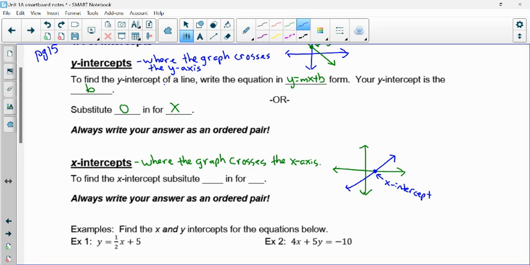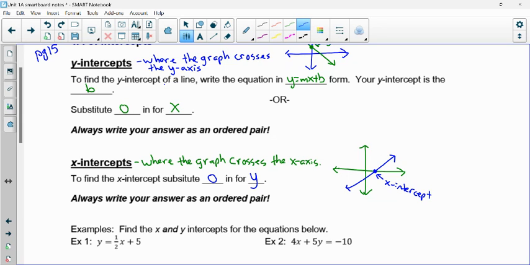And on the x-axis, we're not moving up or down. So what value would always have to be 0 to find that? We're not moving up or down. What value is up or down? Y. And if I'm not moving up or down, the y value would always have to equal 0. So to find the x-intercept, we plug 0 in for y.